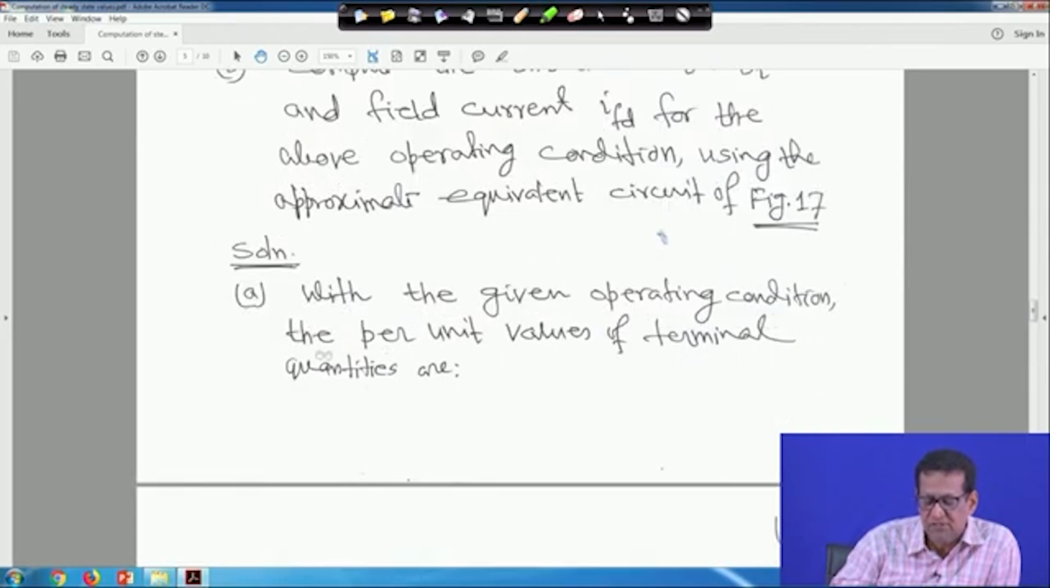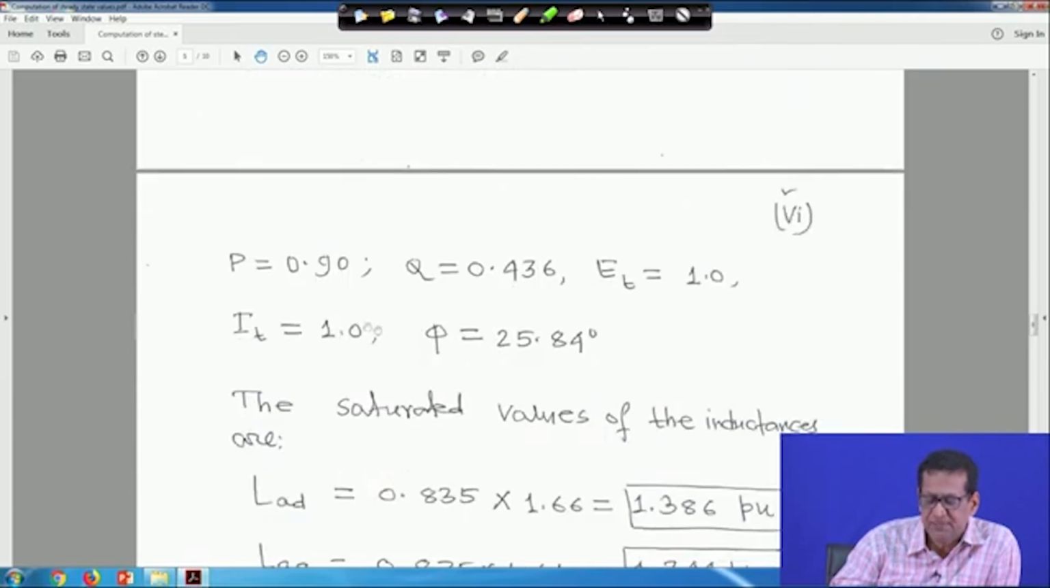Now, solution. With the given operating condition, the per unit values of terminal quantities are: P is equal to 0.90 per unit, Q is equal to 0.436 per unit, ET is equal to 1.0 per unit, although not written in many places, it is understandable they are in per unit values. IT is equal to 1.0 per unit and phi will be 25.85 degrees, because power factor is given 0.9 lagging, right.